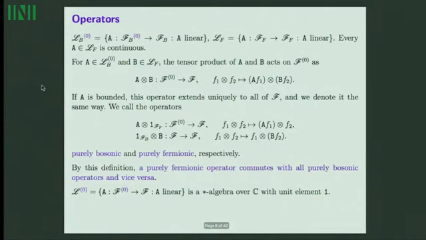Okay, and then operators on the tensor product. This is just notation, of course. Maybe the most important thing about this is the names: I call an operator purely bosonic if it acts only on the bosons, and purely fermionic if it only acts on the fermionic factor. And obviously these two types of operators commute with one another. And okay, so these are star algebras.